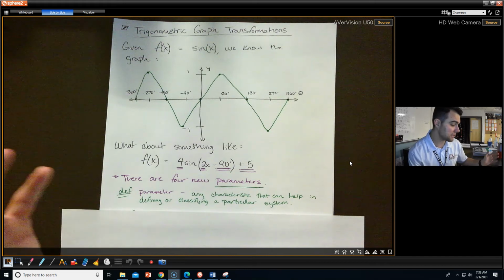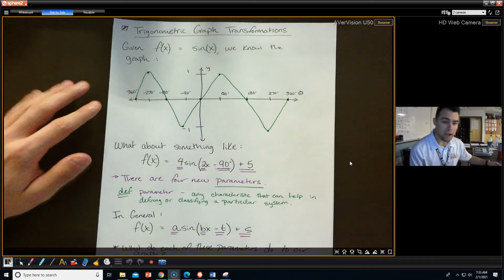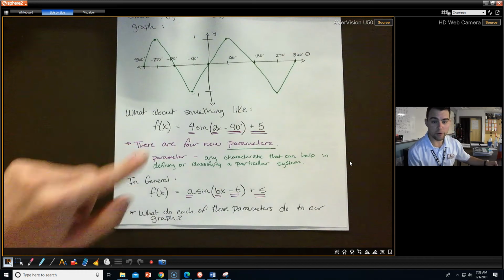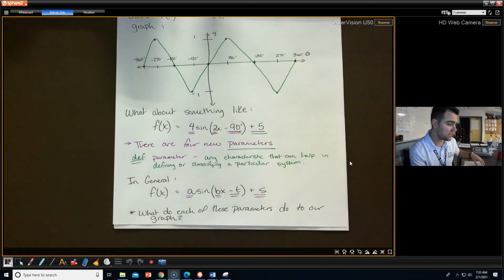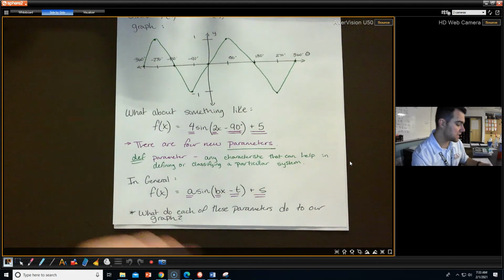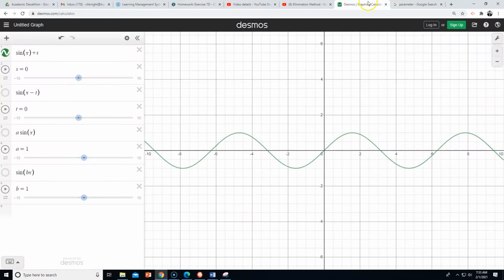It looks like it'll be a lot, but it's really not. We're going to break it down a little bit, okay? This is how those parameters look and compare in general. We can actually assign some variables to them, some constants, and that is A, B, T, and S, and we're going to see what each of those parameters are actually doing. We're going to take a trip to Desmos and see what's going on.